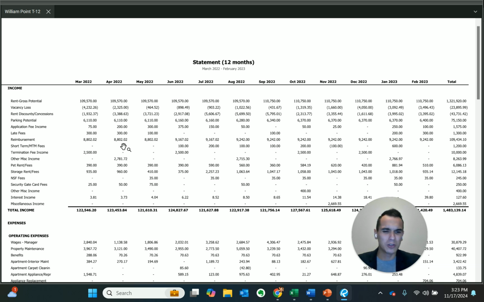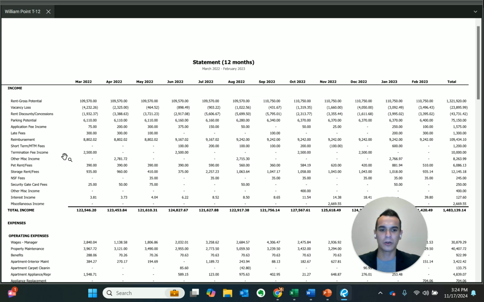Reimbursement. This could be utilities reimbursement, could be other things. You can see it's pretty consistent numbers across the board. I'm not exactly sure what reimbursement this is referring to, but it is a fairly high number. My guess is probably utilities, but I don't know for a fact. Short-term, month-to-month fees: some fees incurred for short-term rentals, I'm guessing. Again, I don't know all of this for sure. Some of these line items, depending on how they're categorized, may differ from building to building. This is just how this asset management team has put it together.